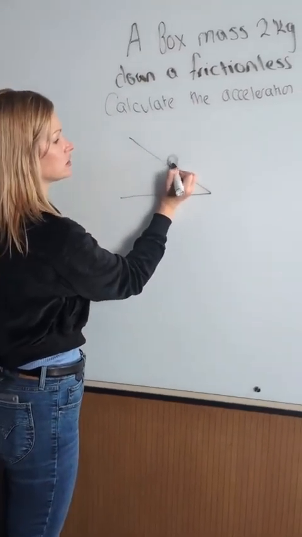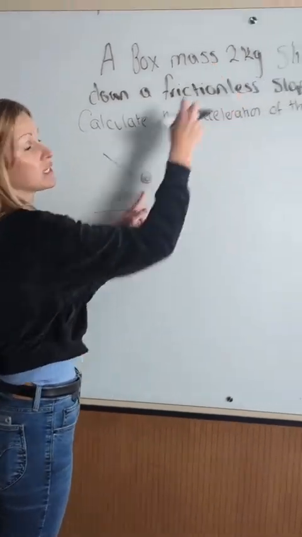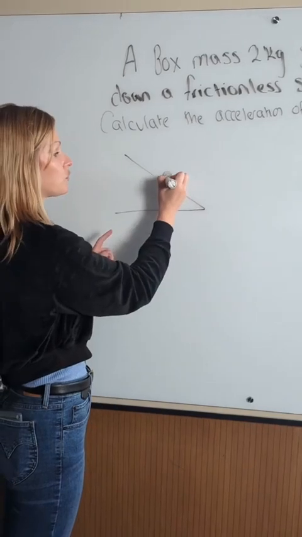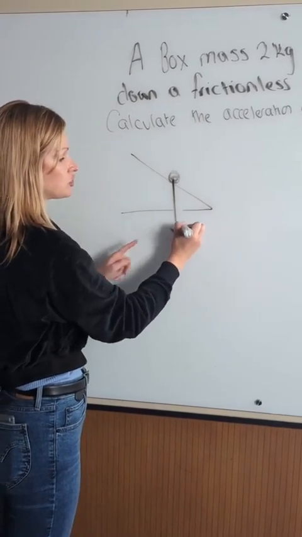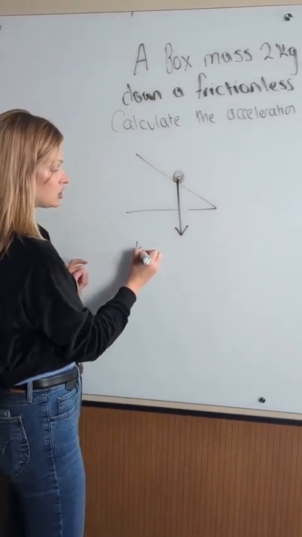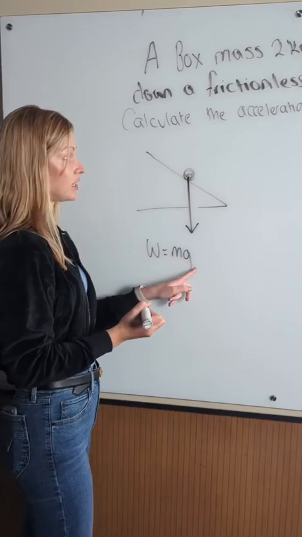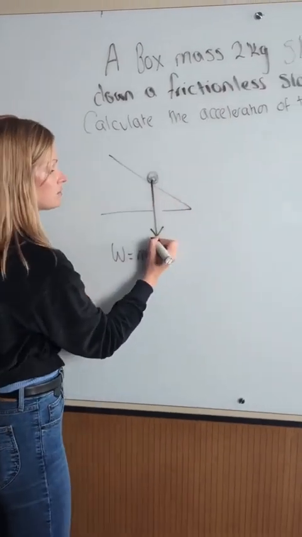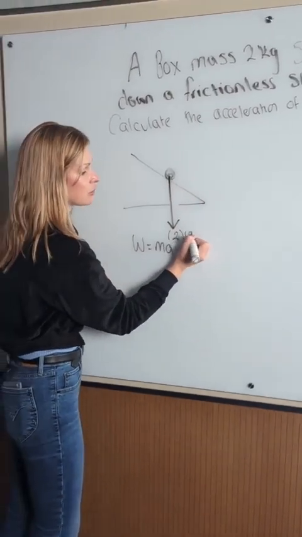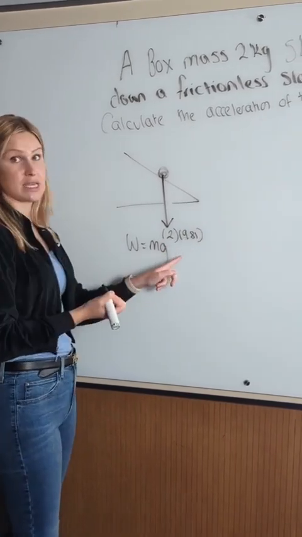So there's my box. It's got a mass of 2 kilograms, so I know the only force is the force pulling it down due to gravity. And I know the equation W equals m times g. Weight is mass times gravity. So if its mass is 2 kilograms, I just do 2 times 9.81 to find its weight.